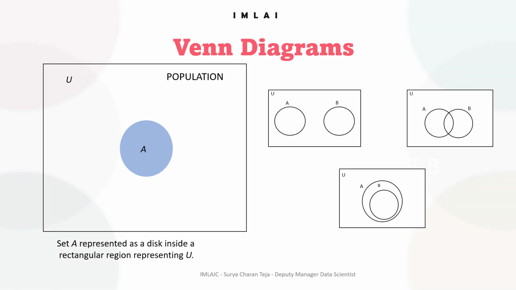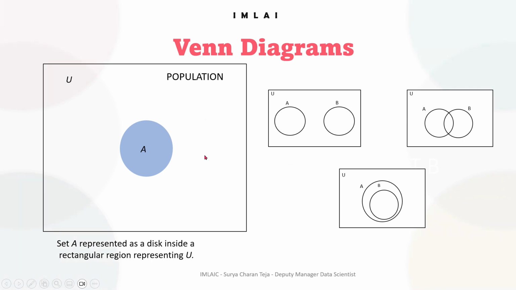Venn diagrams are visual representations of sets that use circles or other shapes to represent the elements of a set and their relationships with other sets. They are often used in mathematics and statistics to help people understand concepts related to set theory, such as union, intersection, and complement.